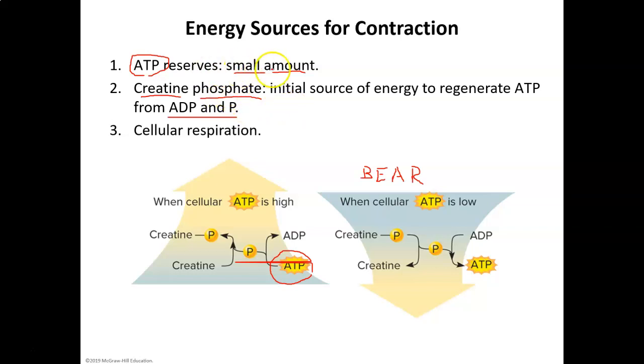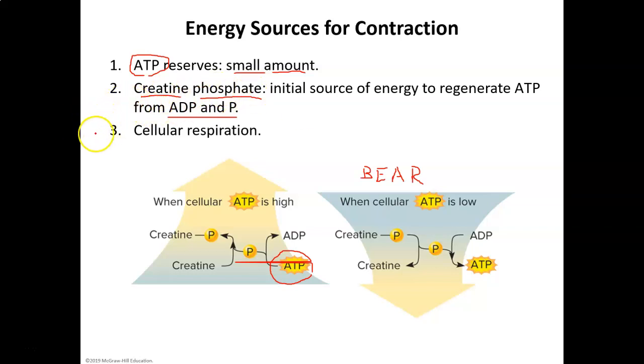So you put these two together, 5 to 6 seconds with number 1, 5 to 6 seconds there. Number 2, you're going to get another 10 to 15 seconds. So maybe you got 15 to 20 seconds total of top speed muscle contraction with the ATP that you already have raring to go, or the creatine phosphate, right?